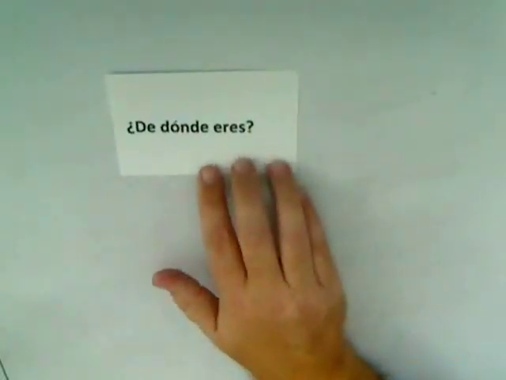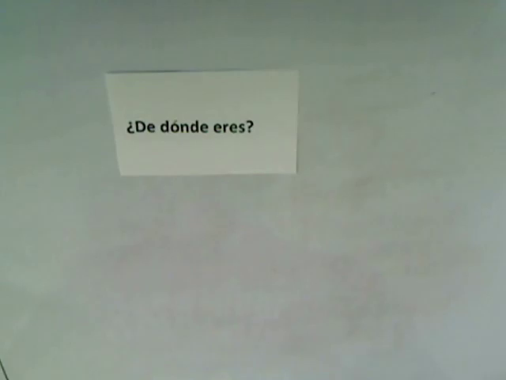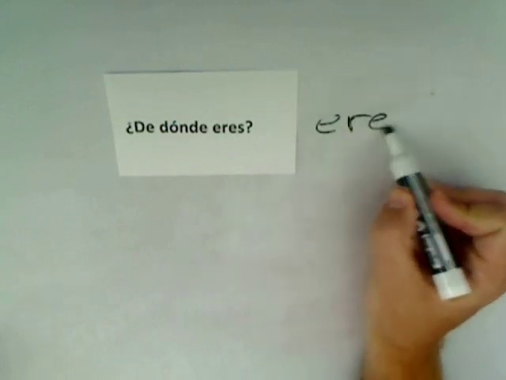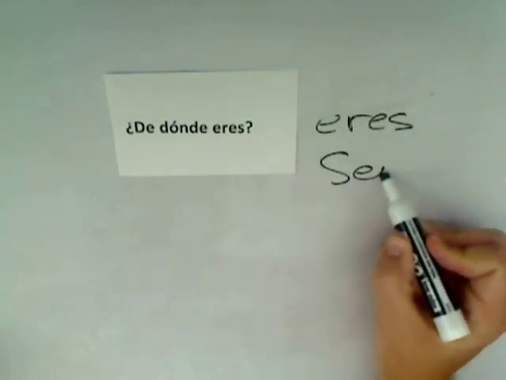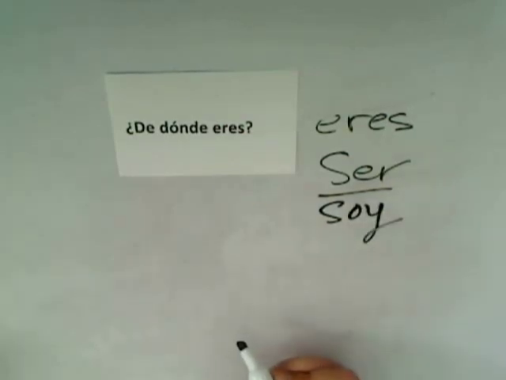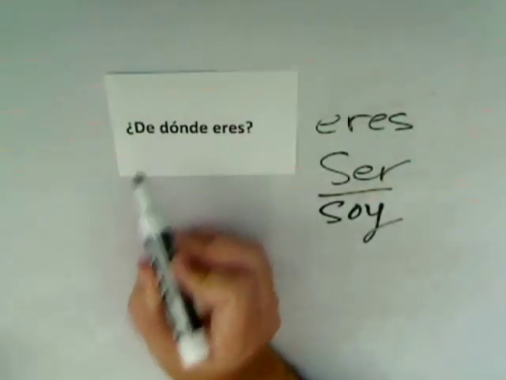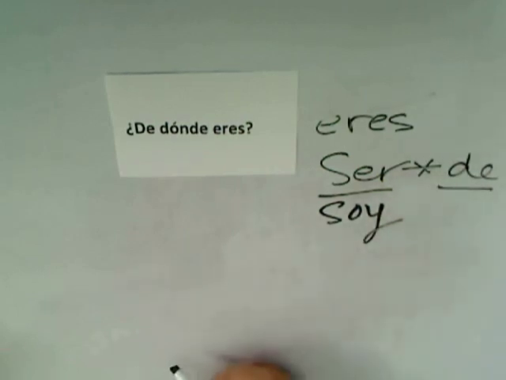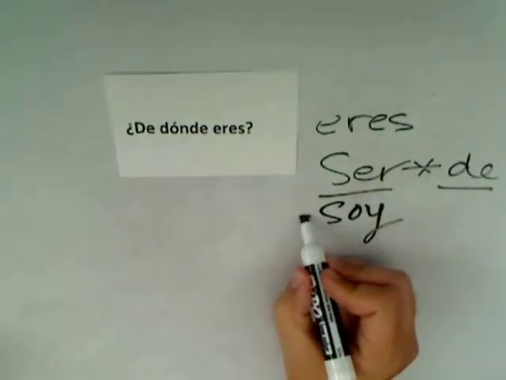If I want to ask someone where they're from, the question is ¿De dónde eres? Notice the verb form eres, which is actually the verb ser, and the yo form of ser is soy, right? Notice also a preposition there. So those two things, verb ser, preposition de, are both going to be in our answer. Except I'm going to take the yo form here.